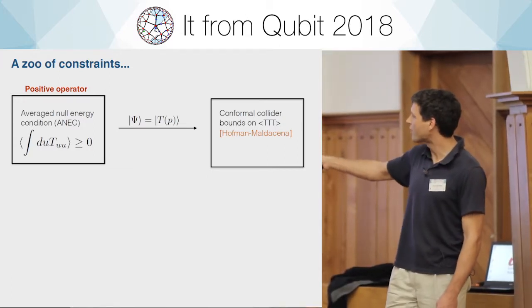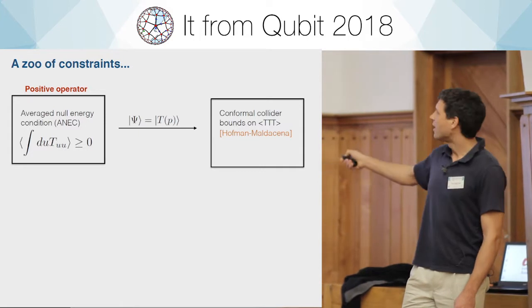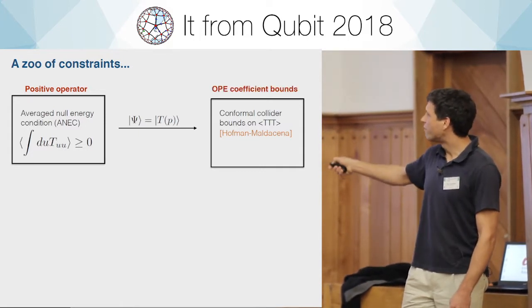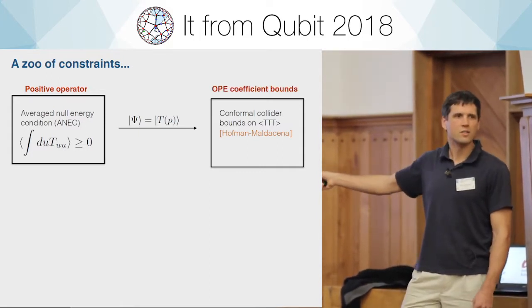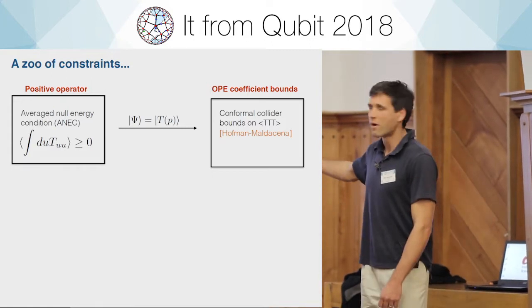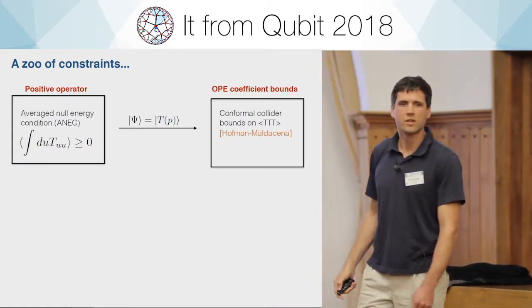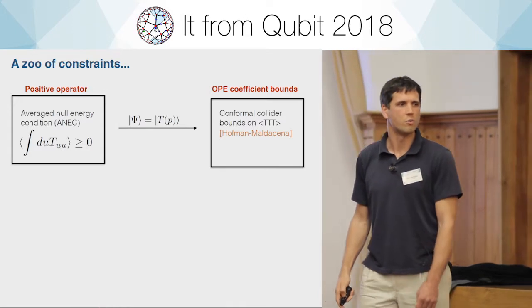So on the one hand, there's a positive operator. And on the other hand, if you evaluate that positive operator in a cleverly designed state, you can derive constraints on OPE coefficients, inequalities on the OPE coefficients.